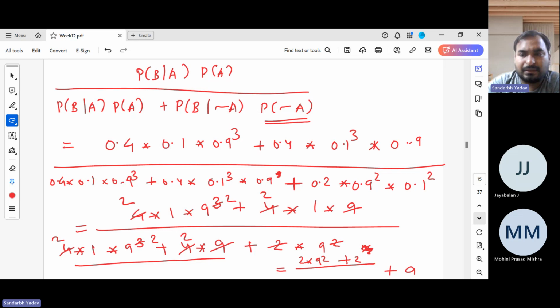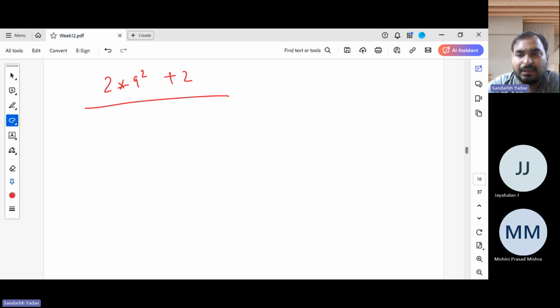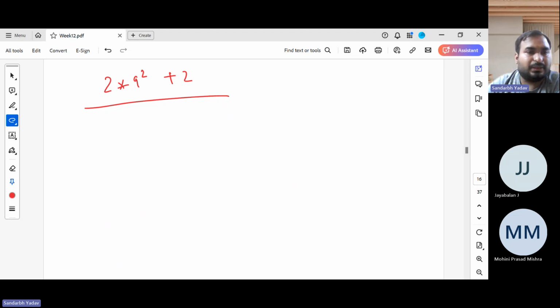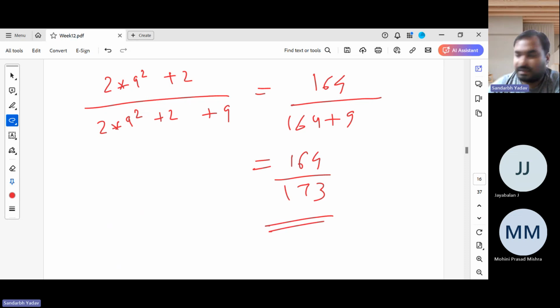So let's write it. 2 into 9 square plus 2. Got this thing right. 2 into 9 square plus 2, and 2 into 9 square plus 2 and plus 9. So this is 81, 81 into 2, 162 plus 2, 164, 164 plus 9. So it's 173, right? 164 upon 173. So this is the answer.